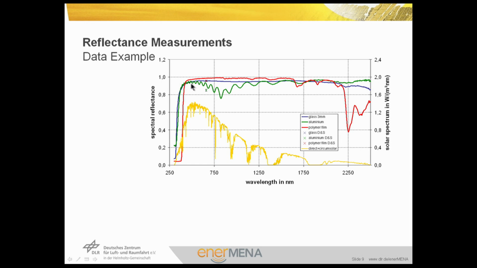The green curve is a typical aluminium mirror, where we see here a dip in the solar to near infrared. That is a material property of aluminium, which leads to a lower reflectance value. The yellow curve is the typical normalized solar spectrum. So we see that the important part is the visual, but it also goes to the near infrared.